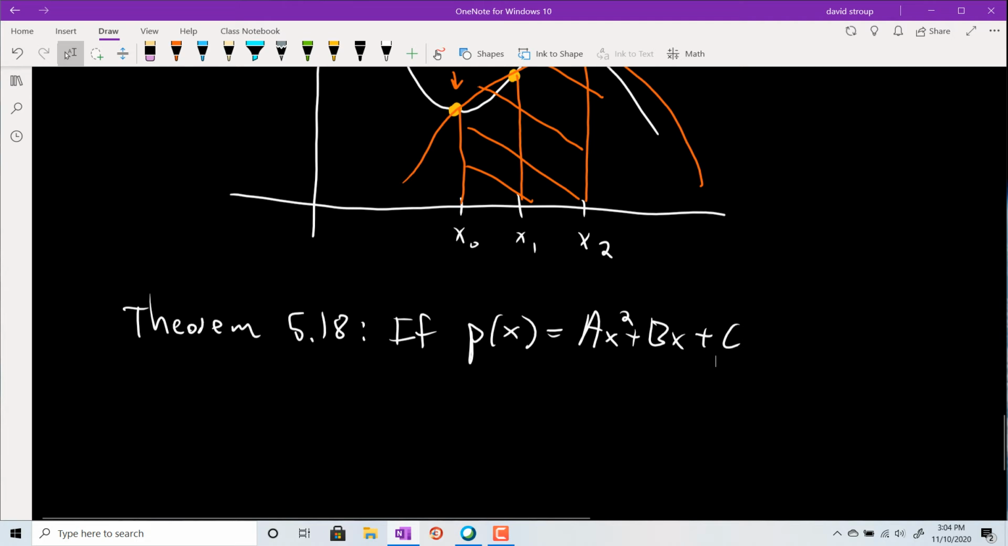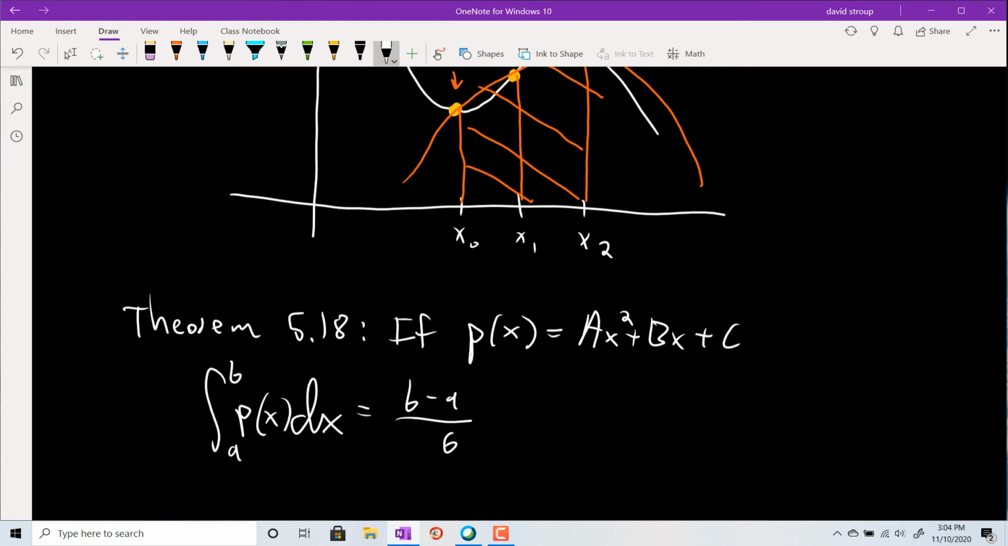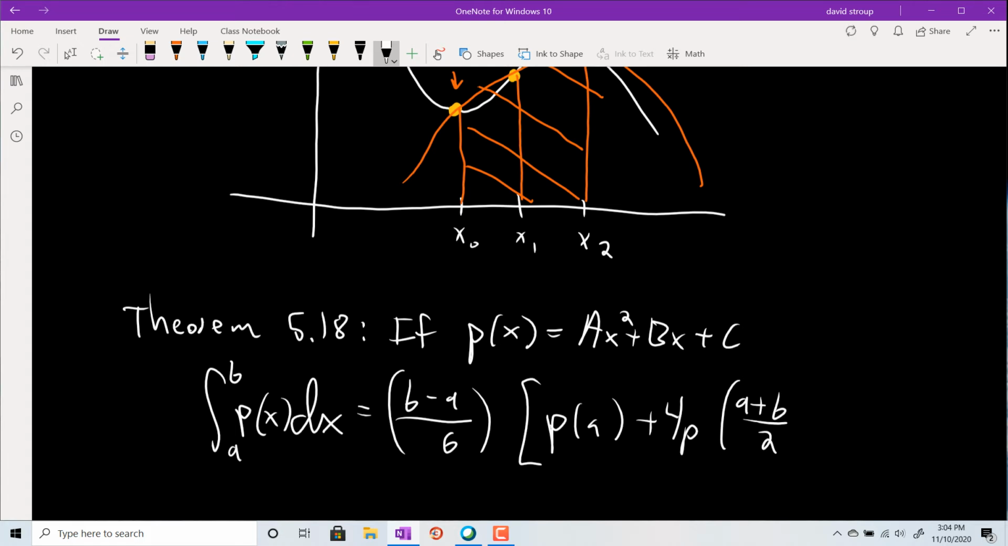in general we won't know what parabola goes there. We don't have time to go through and figure out the parabola for each top. But if that is a parabola up above and it's going through these 3 points, the integral or the area underneath that parabola from point a to b will be equal to b minus a all over 6 times p of a plus 4 p of (a plus b) all over 2 plus p of b.